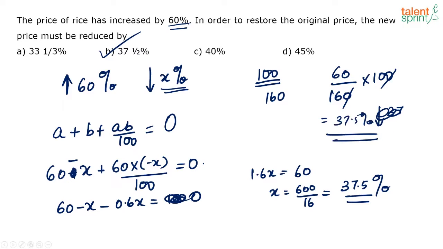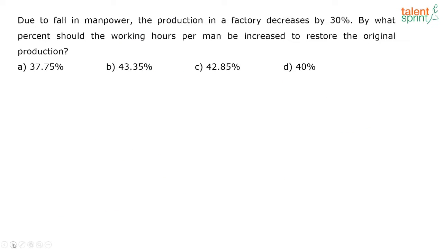The concept of effective percentage comes in very handy in such questions. Next question. Again, here also use the concept of effective percentage and solve. Due to the fall in manpower, the production in a factory decreases by 30%. By what percentage should the working hours per man be increased to restore the original production? So how do you solve this?